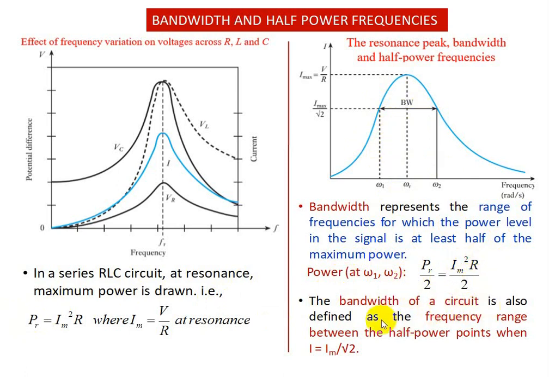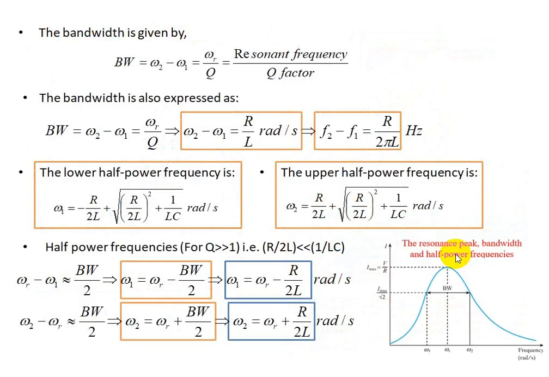The bandwidth of the circuit is also defined as the frequency range between the half power points when I is equal to Im by root 2. So these two are the points where current is equal to Im by root 2. The frequencies that fall between these two frequencies, omega 1 and omega 2, are called the bandwidth. So the bandwidth is given by omega 2 minus omega 1, which will be equal to the resonant frequency divided by the Q factor, that is omega R by Q.